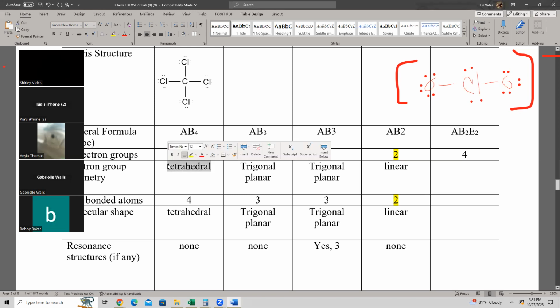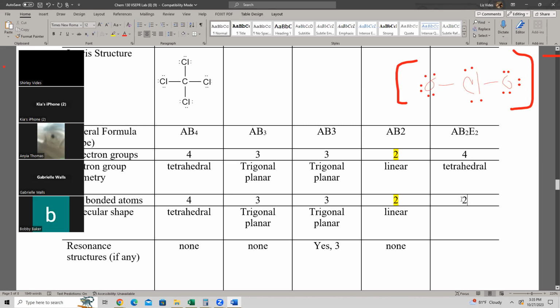Which I'm going to copy. So that is right here. I have to do Control C, and it didn't work for some reason. Maybe I didn't hit it hard enough. There we go. Now, how many of those are bonded atoms? Only 2. Here's a different story.